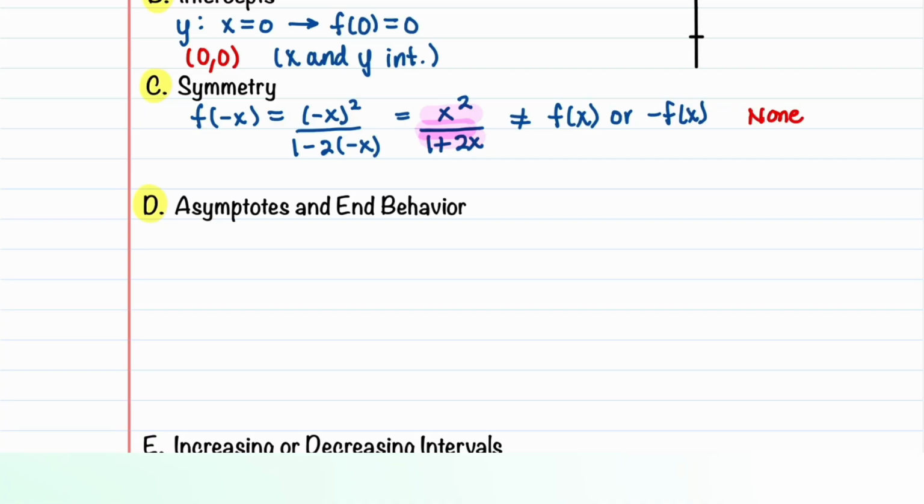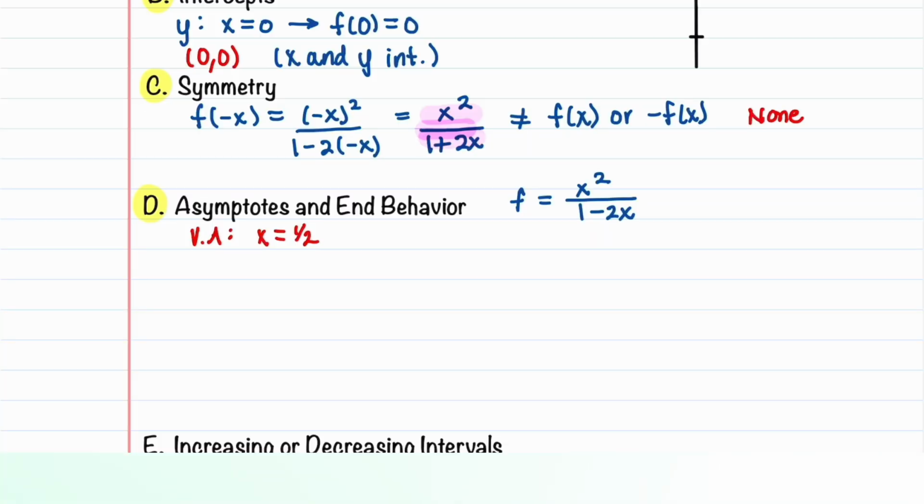Now let's think about asymptotes and end behavior. We already found that we have one asymptote, a vertical asymptote, x is equal to 1/2. Now we have to think about other asymptotes. Let me go ahead and rewrite our function so we can have it in front of us. It is x squared, all divided by 1 minus 2x.